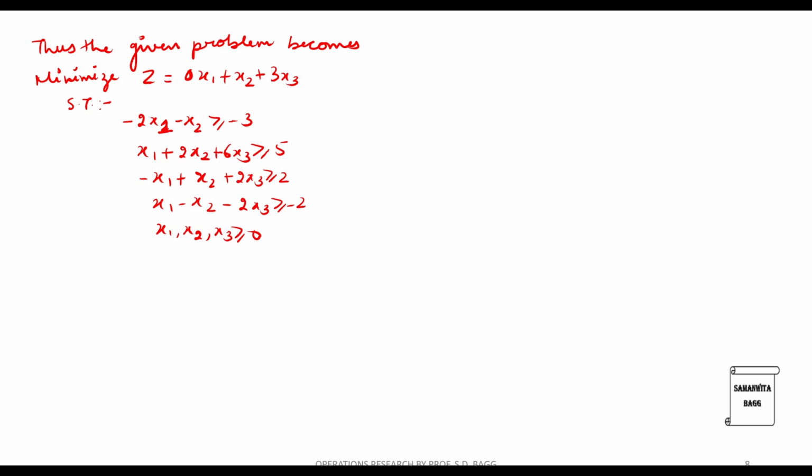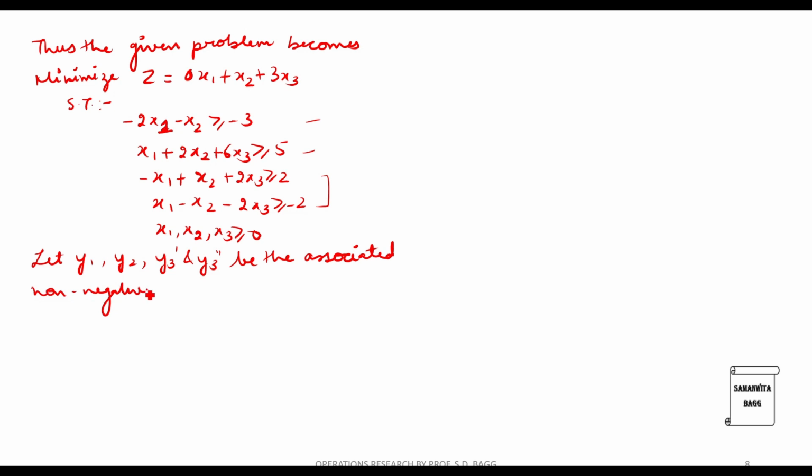Next what we'll do is we are going to assume the variables for the dual of it. So I'll write down, let y1, y2 for these two, and for these two together I'll write down y3' and y3'' be the associated non-negative dual variables.